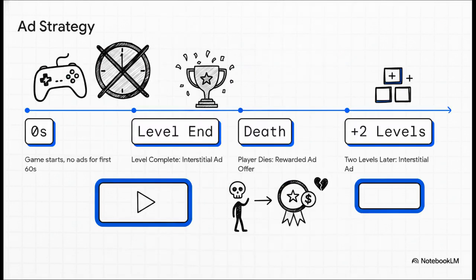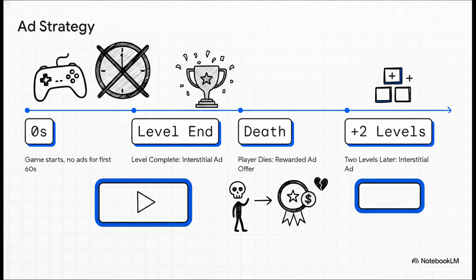Because of that, the most crucial point is implementing what we call the production-level strategy. Let's walk through this gold standard flow together. The game starts. You show absolutely no ads for the first 60 seconds. Let the player get hooked. Then a level complete happens. Boom, you trigger a natural interstitial.